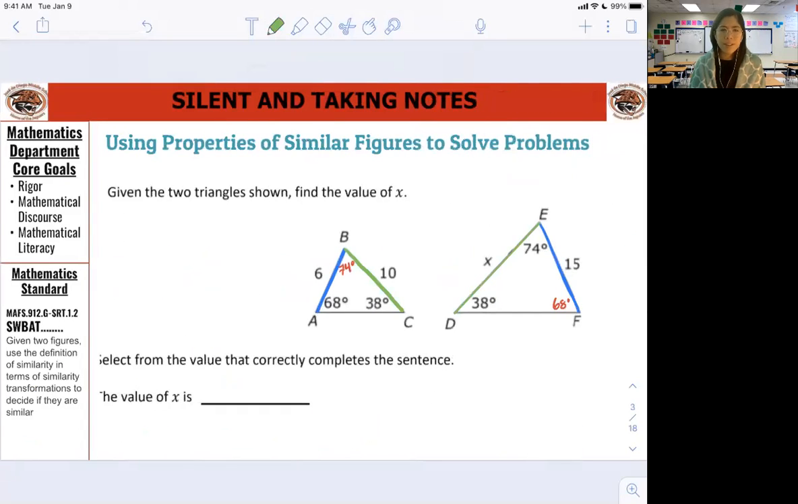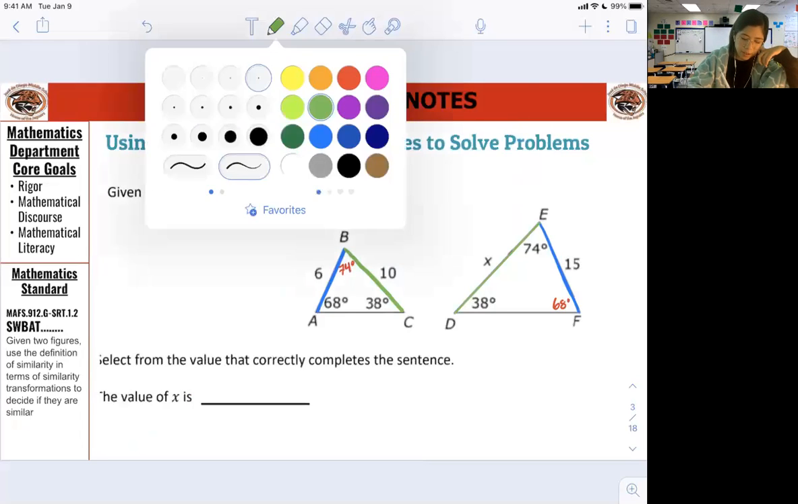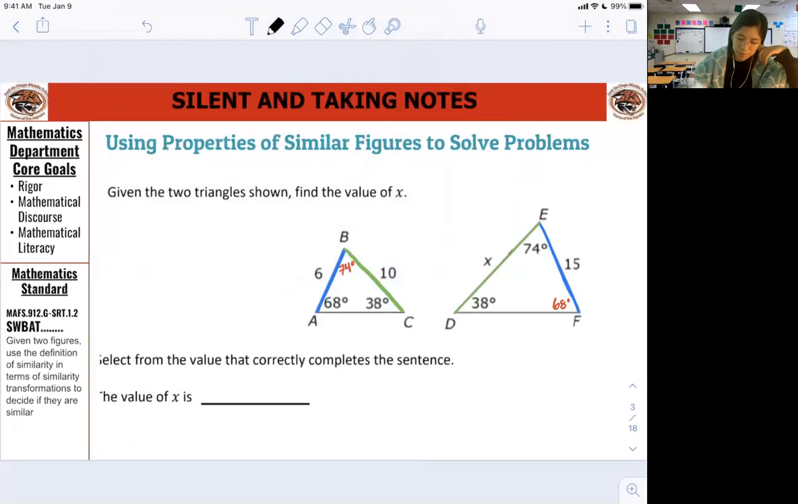They're similar. We know because of the angles, but we'll talk a little bit more about that tomorrow. Since all the angles are congruent, we know that these two are similar triangles. So now I can set up a little proportion for myself.